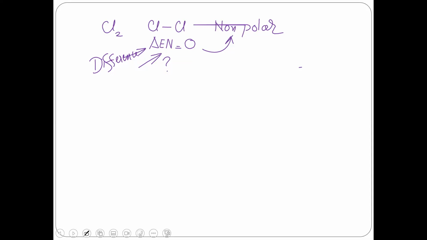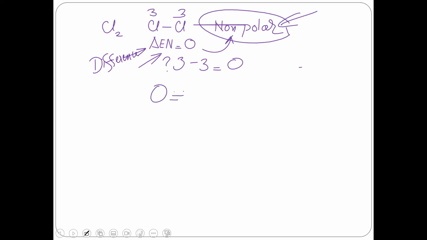So suppose the electronegativity of chlorine is 3. That will also be 3. 3 minus 3 will be equal to 0. So why is Cl2 non-polar? Because they are the same atoms. What is the concept to remember? Whenever you connect same atoms, same elements, always the molecule will be non-polar.